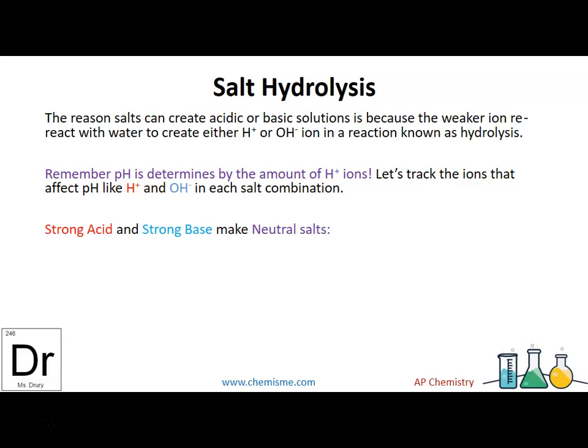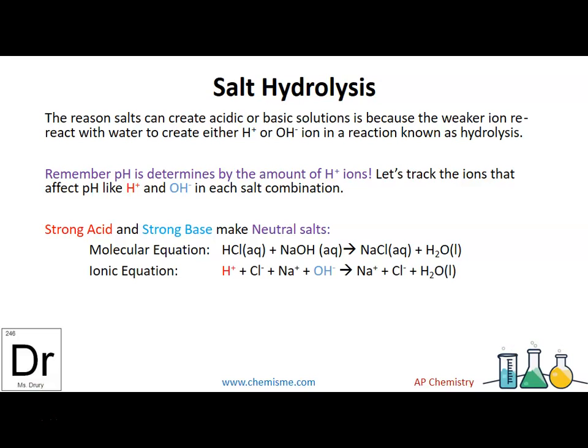So in a strong acid, strong base, you create neutral salts. A molecular equation would show that HCl reacts with sodium hydroxide to make salt and water. But what really happens is that the HCl separates because it's strong, the sodium hydroxide separates because it's strong, and the salt separates because sodium is a soluble group 1 ion.